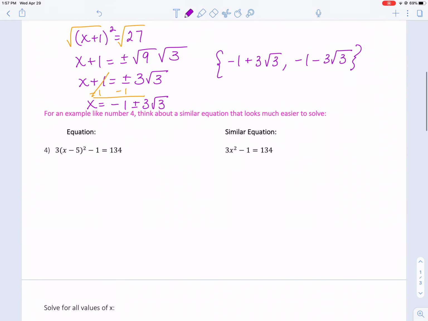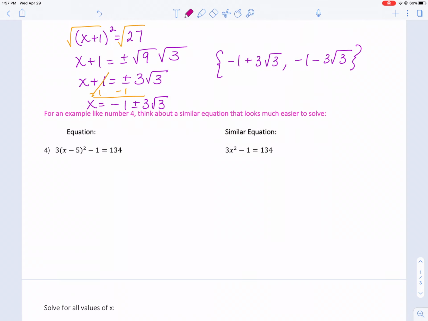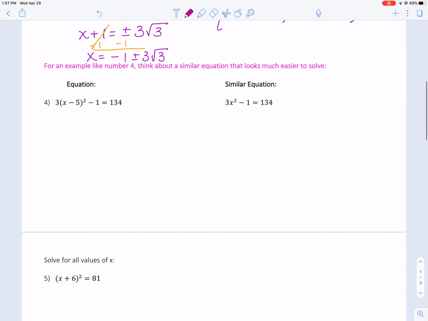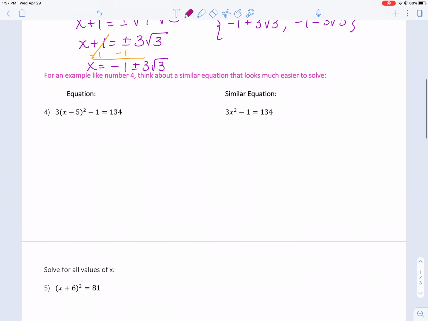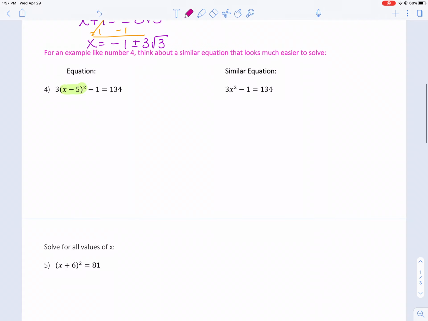So let's try a few more. These aren't easy. Let's do this. Okay, so for example, like number 4, think about a similar equation that looks much easier to solve. So once again, you want to get your base and your exponent by itself. So what are we going to undo first? Always undo addition or subtraction. Just like we see to the right.